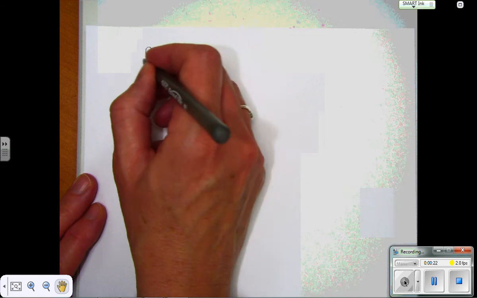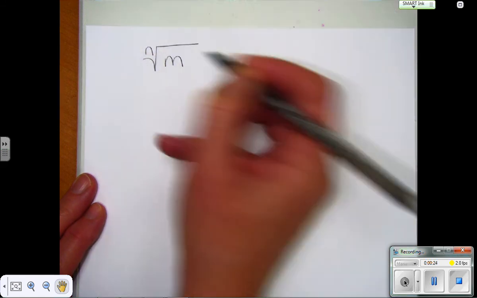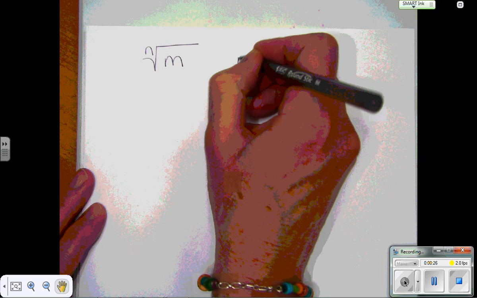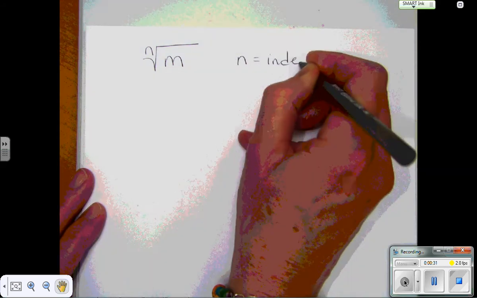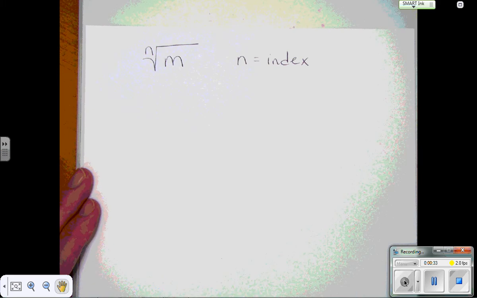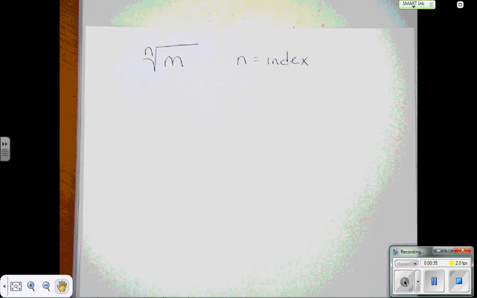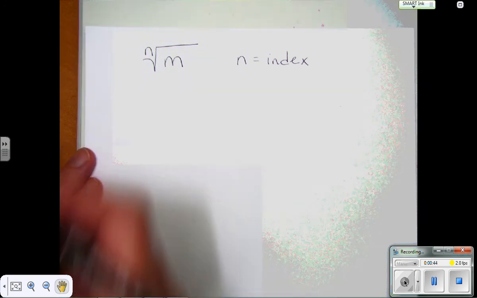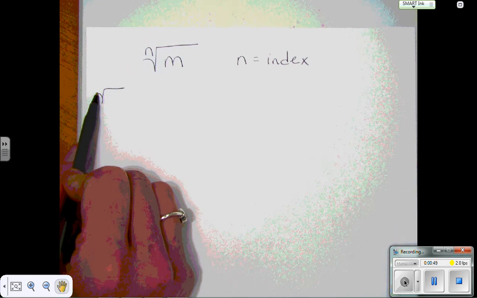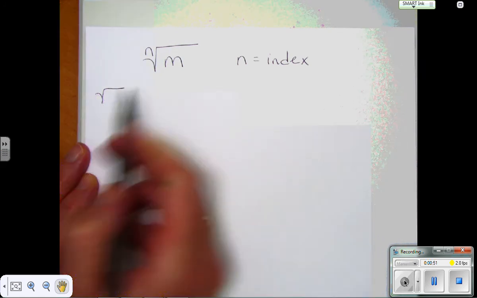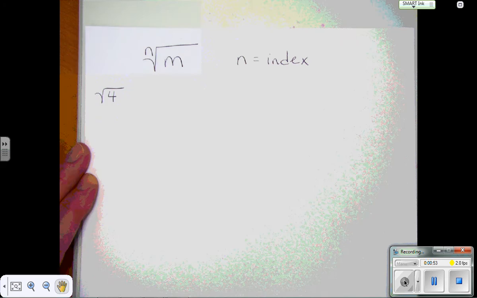You have the nth root of m. The number that n represents is called the index, and that number tells you what root it is. Could be the third root or the fourth root. Whatever root it happens to be, that tells you how many factors you have to have to take it out of the root. Now, if there is not a number where that n is, then it's understood to be a square root. So, for example, if you just have a root like this, that's a square root.